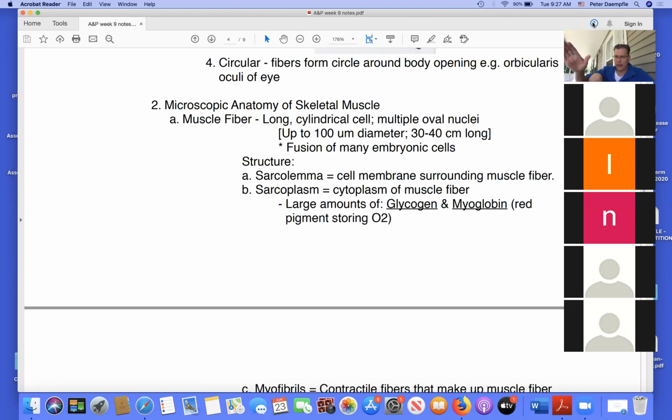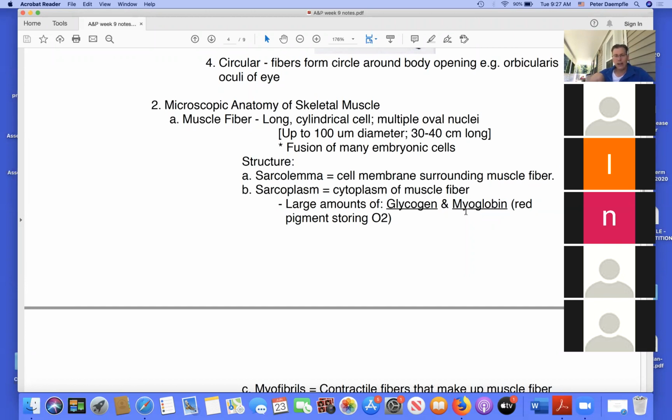Myoglobin's interesting. How many can go for a long time underwater? Think about that. The more muscle you have, generally, the more myoglobin. Like a seal has a lot of myoglobin. It can dive for a long time. Myoglobin is like hemoglobin. It stores oxygen. It's a red pigment that stores oxygen. And the longer you can go underwater, generally, the more myoglobin you have.